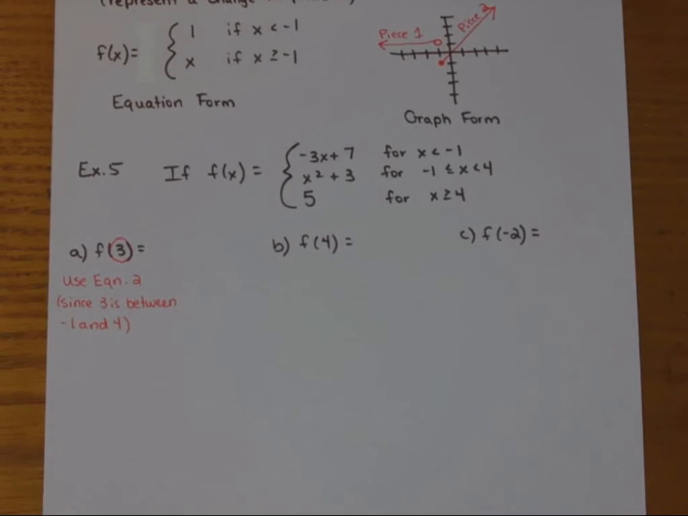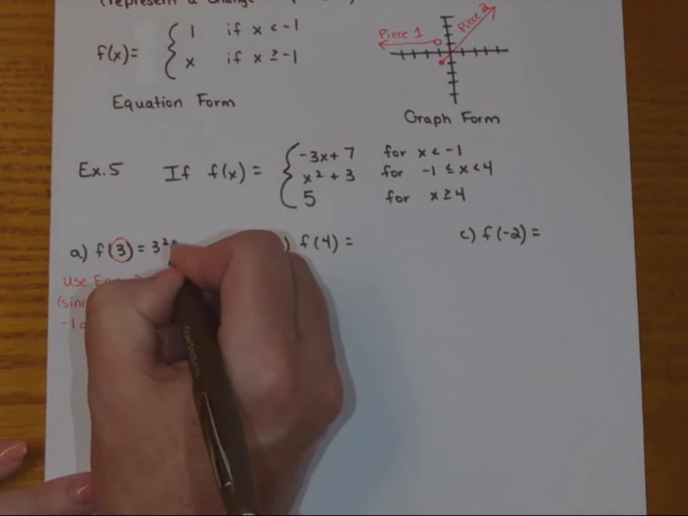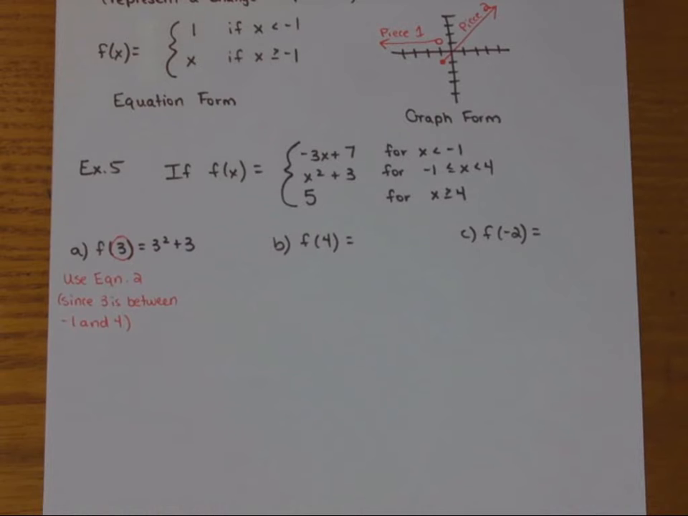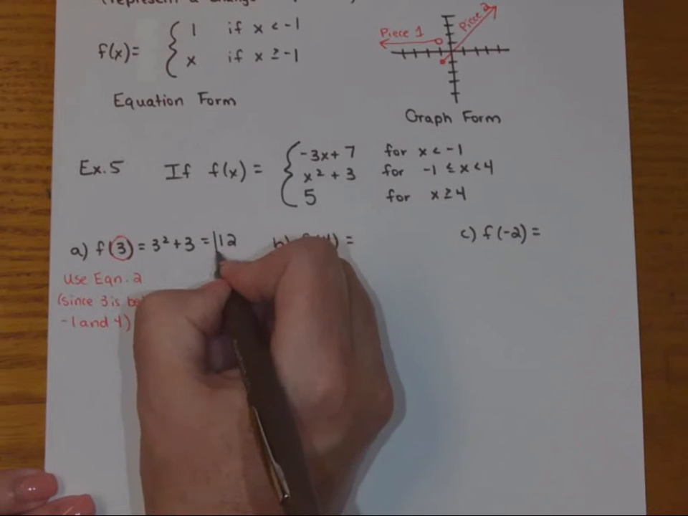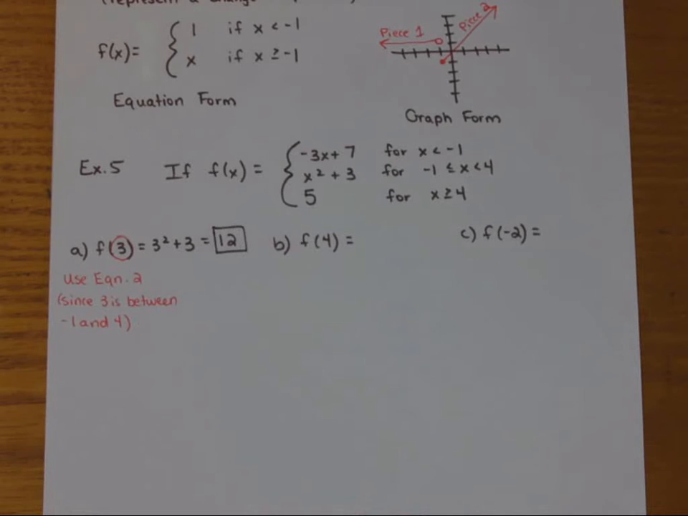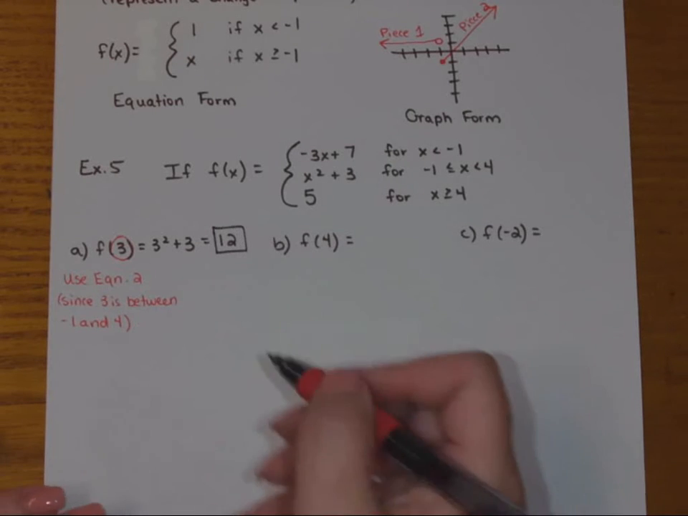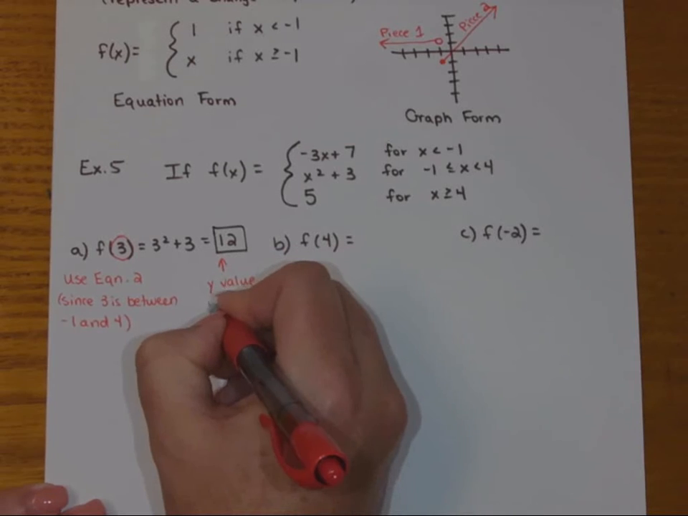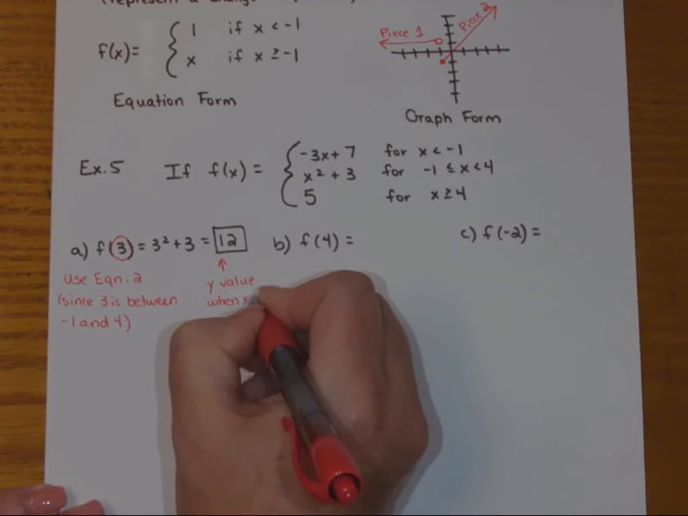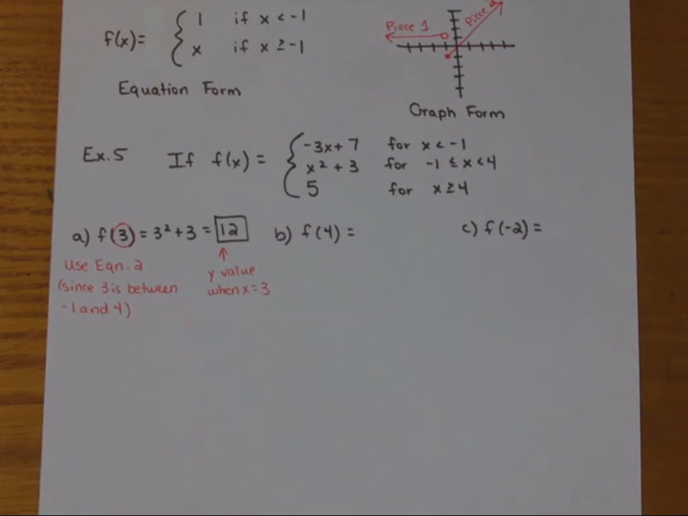Once I've decided which equation to use, it's just like the plug-in question. So I'm going to do 3 squared plus 3. Make sure you square before you add. So I'd have 9 plus 3, which is 12. By the way, this is still the y value when x is 3. That hasn't changed.